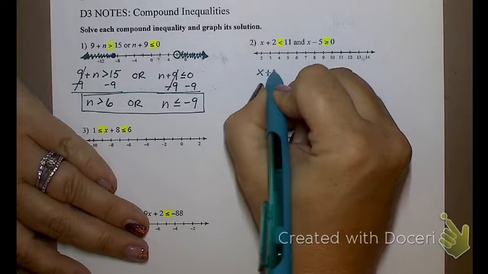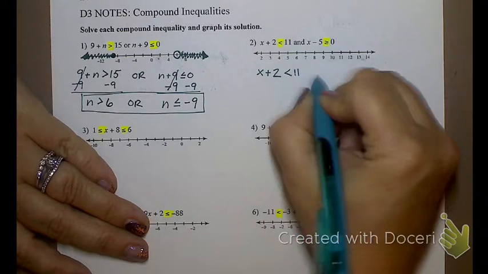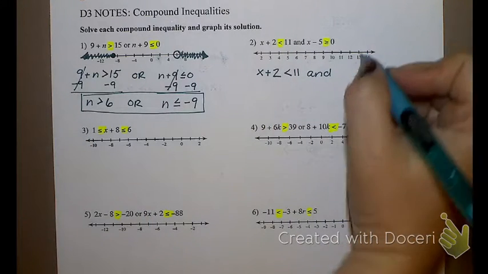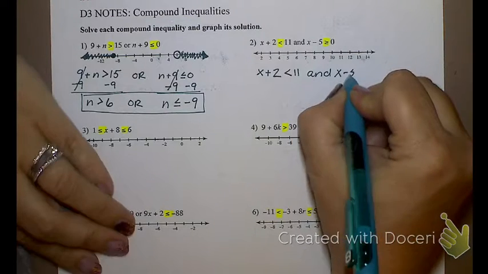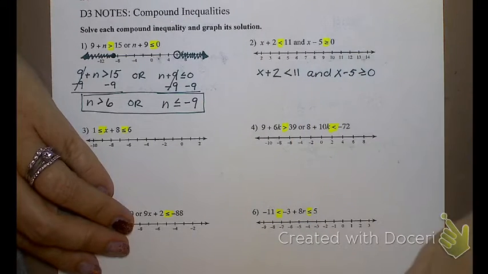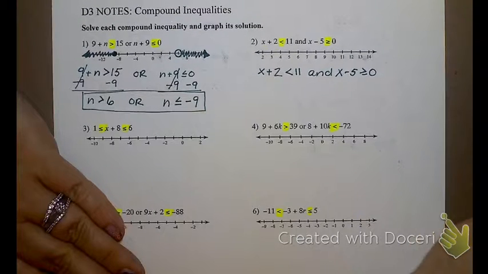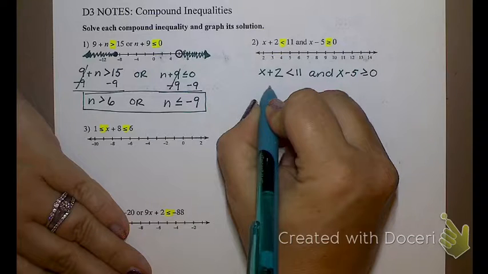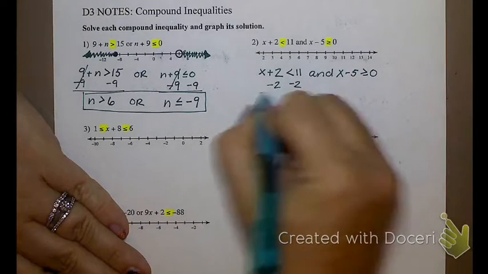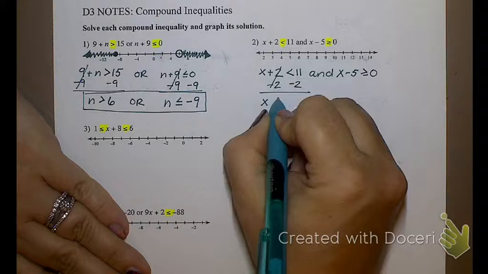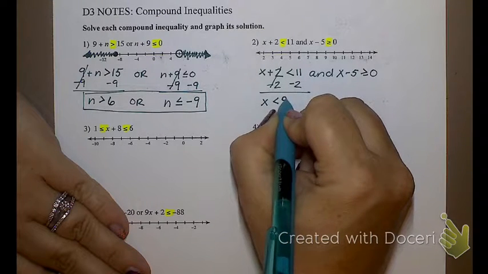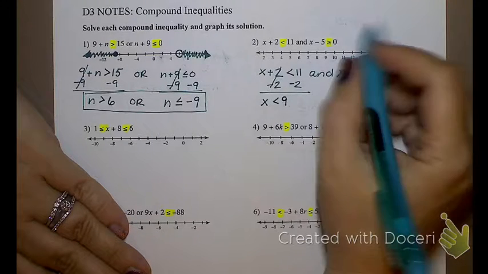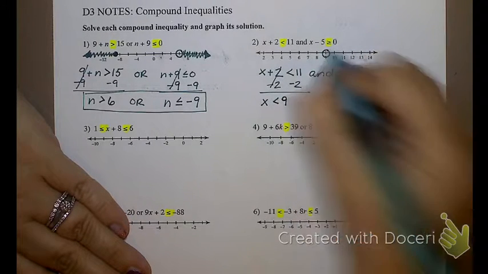x plus 2 is less than 11, and x minus 5 is greater than or equal to 0. Okay, so what would I do to solve over here? Subtract 2. So I get x is less than what? 9. So am I going to put an open or a closed circle on 9? Open circle on 9.